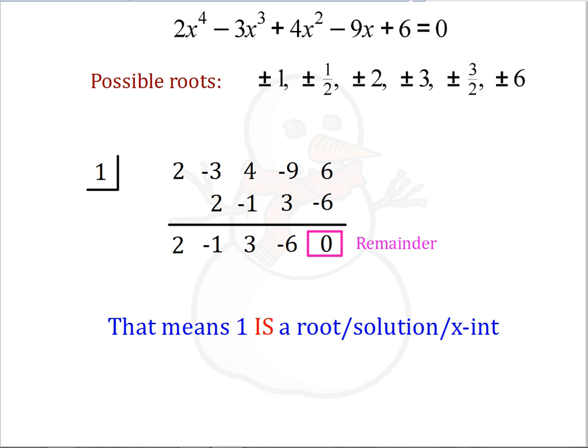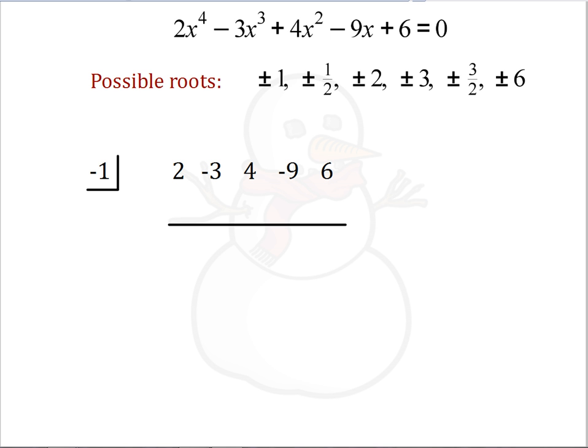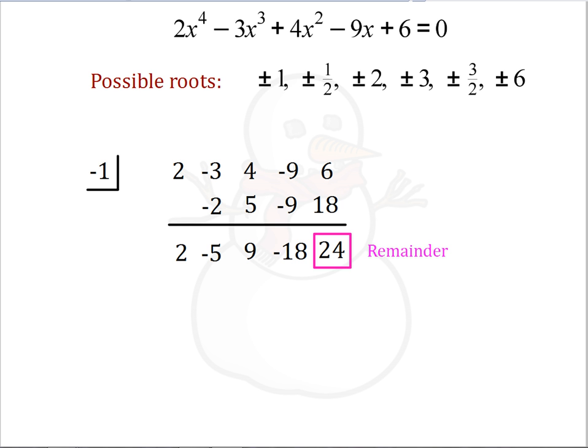That means positive 1 is an actual root to my equation. In other words, 1 is a root, or an x-intercept, or a solution, or one of the many other names that it can have. Then I do it again with the negative 1. This time I don't get a remainder of 0. That means negative 1 is not a solution or is not a root.